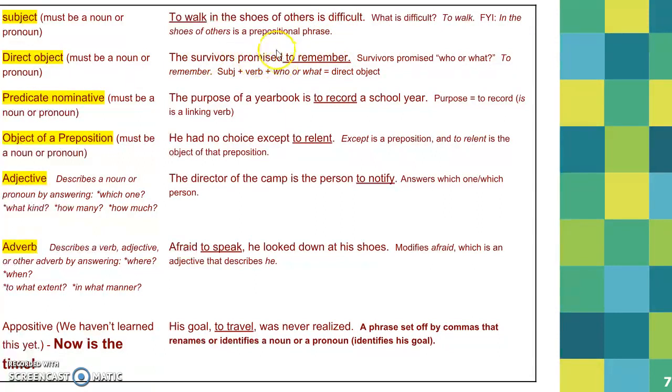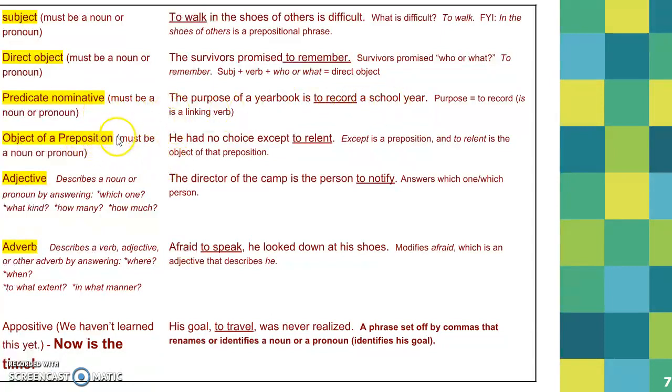What did they promise? That's the verb. They promised to remember. So this right here is a direct object. Predicate nominative, predicate nouns. We've got to have a linking verb when we have that. The purpose of a yearbook is to record a school year. Purpose equals to record. So that's a predicate nominative.